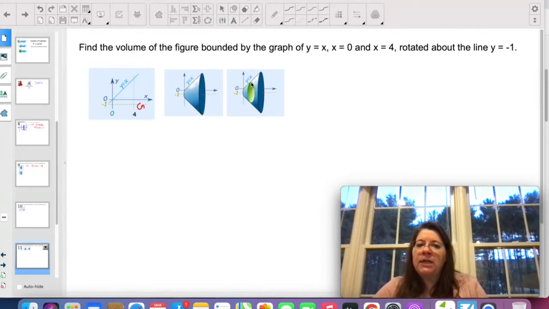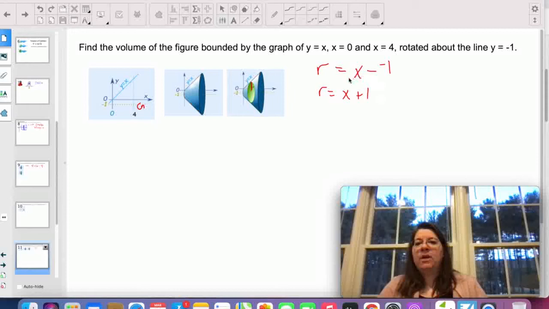And remember, to get this length right here, we have to subtract the top function minus the bottom function. Well, the top function here is x. The bottom function here is -1. So our radius is going to equal the top function minus -1, or x plus 1. So now that we know the radius, we can set up the volume formula.